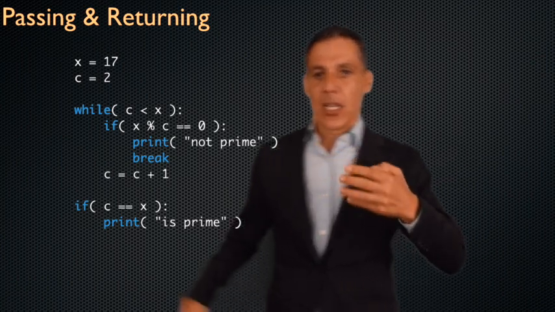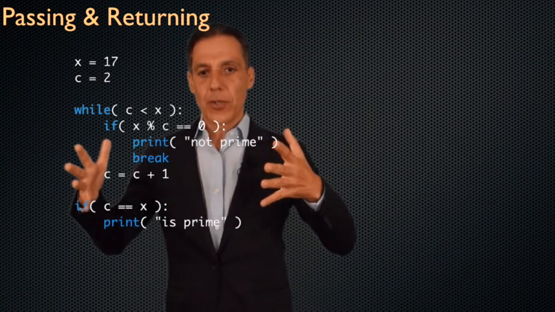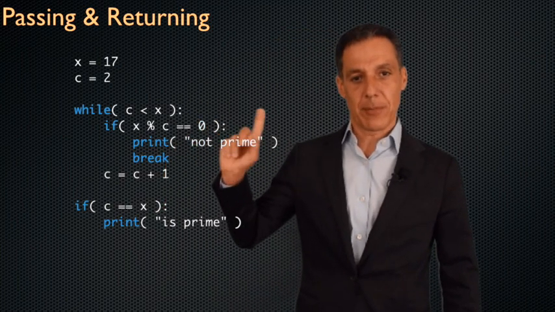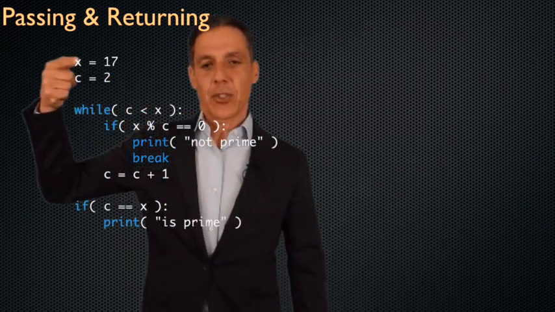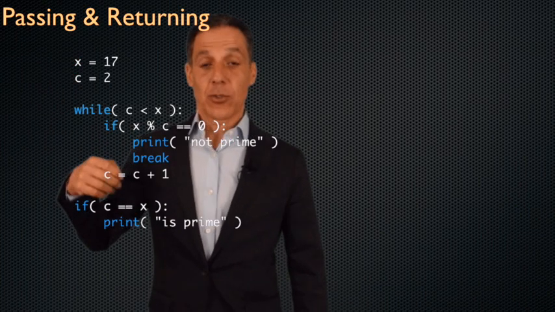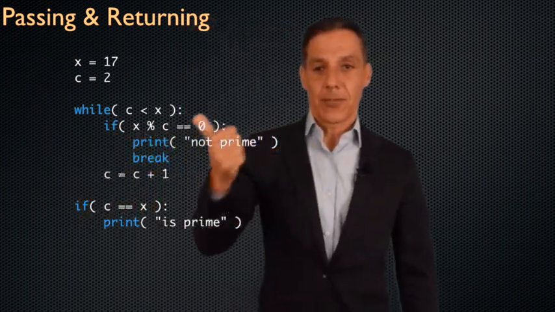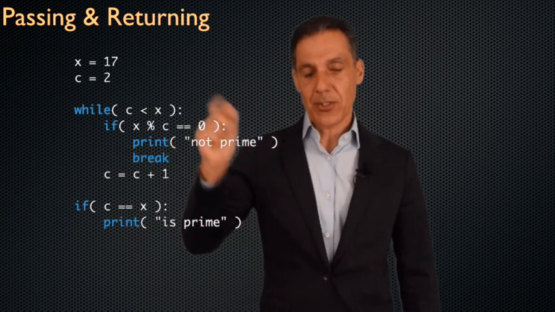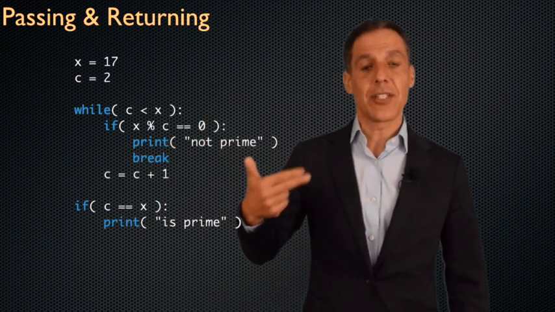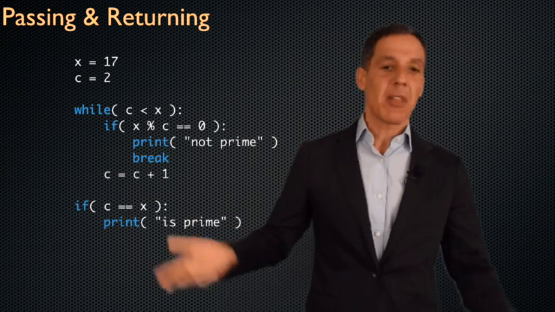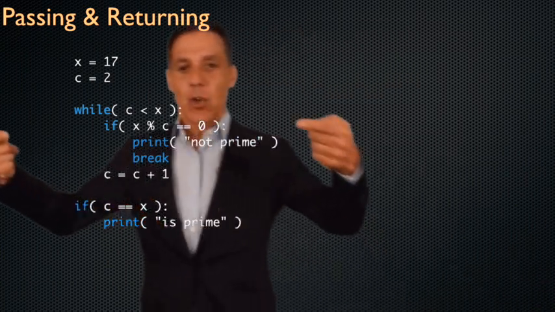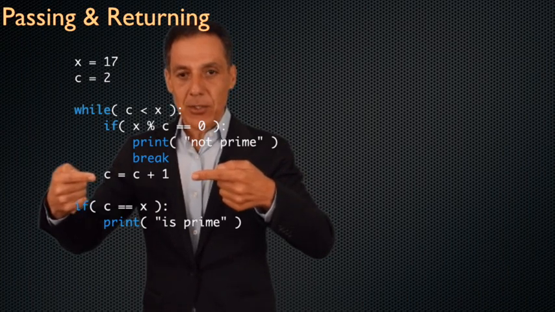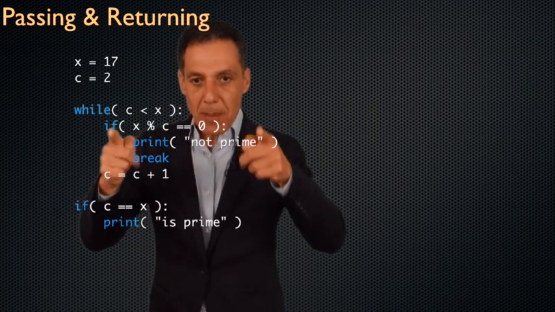So this is the code that we had written a few lectures back for computing prime numbers. Let me just remind you. I want to determine if x is a prime number. So for every number between 2 and x minus 1, in this case 16, I'm going to ask, is this an even divisor? And if it is, then the number's not prime. So while c is less than x, and then you can see I've got a c equals c plus 1 here, and this is the body of the while loop.